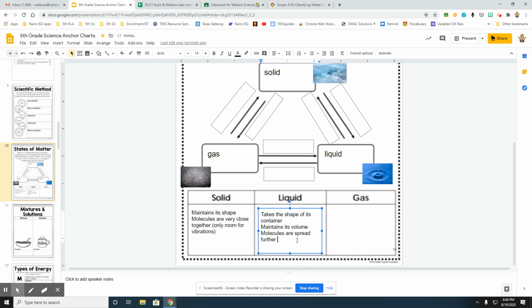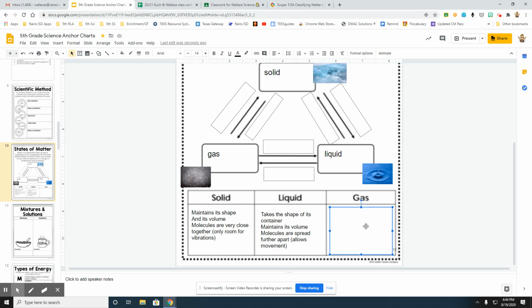Molecules are spread further apart and allows movement, right? We see that with our liquids. I should talk about, with a solid, it maintains its shape and its volume. Its volume is not going to change either, just like the liquid, okay?